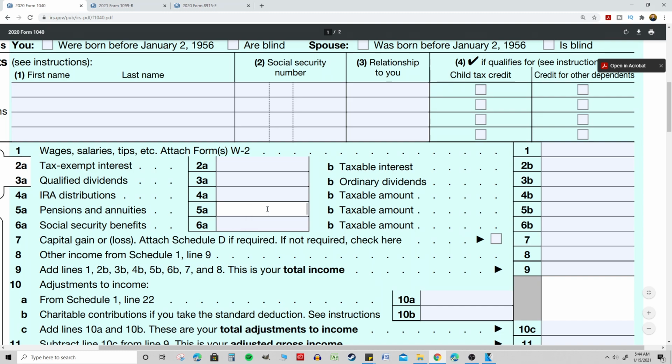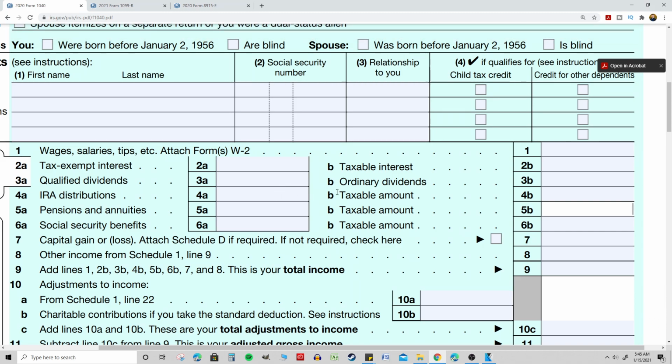Pensions and annuities is line 5a. The gross amount ends up here, and the taxable amount ends up here. Sometimes it's the same as the gross amount, sometimes it's different. I wanted to point that out so you know where to look, because in the end, this is where these numbers are going to end up. If you have multiple 1099-Rs, which we're going to look at in just a second, you're going to add them all up and the totals will be reflected here. So you might have multiple inputs here, or you might just have one. It depends on how many different distributions you took out during the course of 2020. That's going to affect this area of your return.